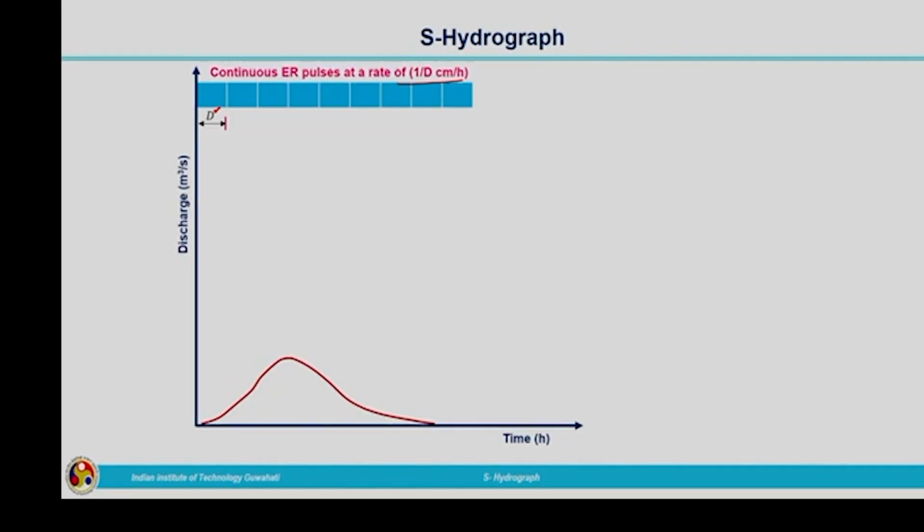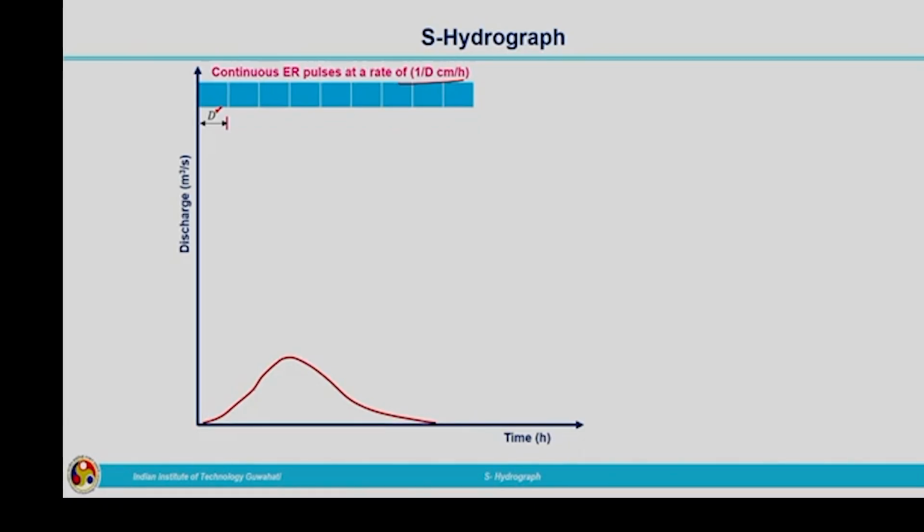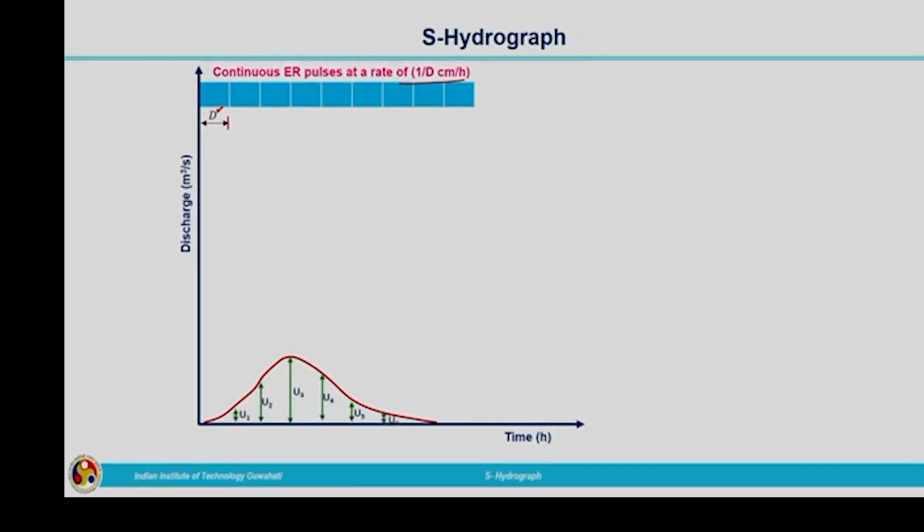So, this is the first unit hydrograph. The same unit hydrograph will be lagged by Dr hours corresponding to each and every effective rainfall pulse. This unit hydrograph has ordinates represented by u1, u2, u3, u4, u5 and u6. Now, this is the first pulse and the second pulse.